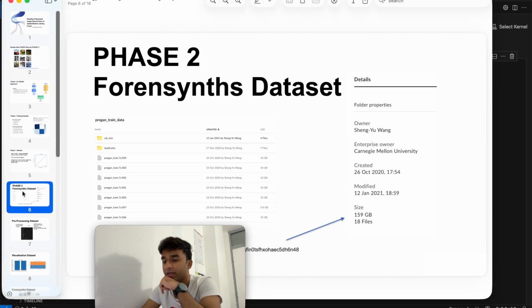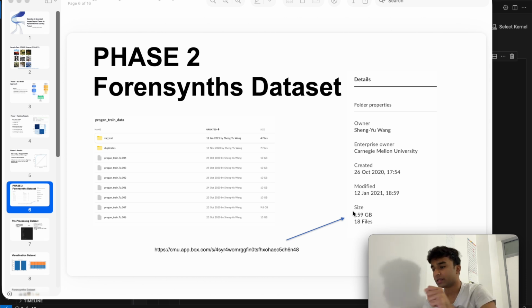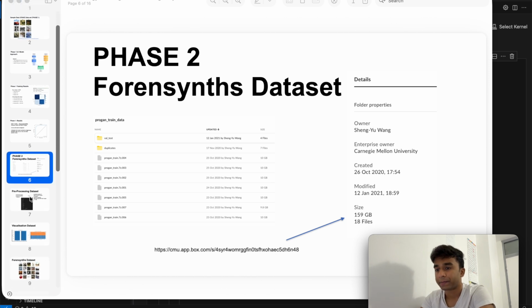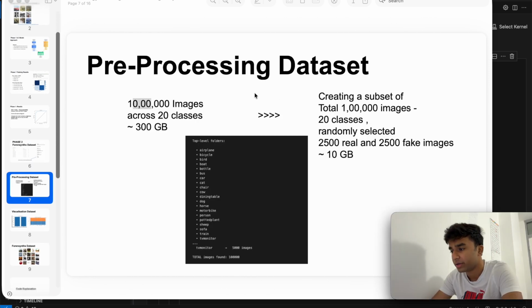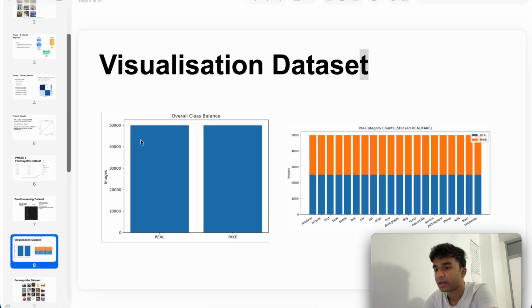In phase 2 we moved on to a synthesis dataset which was close to 159 GB, and the size increased to 300 GB after extraction. For pre-processing this huge data, we created a function which extracted 1 lakh images across all 20 classes, randomly selecting 2,500 real and 2,500 fake images per class, which came to about 10 GB of storage. Here's the split function we used, where every class has 2,500 fake and 2,500 real images, and the overall balance is 50,000 fake images and 50,000 real images.